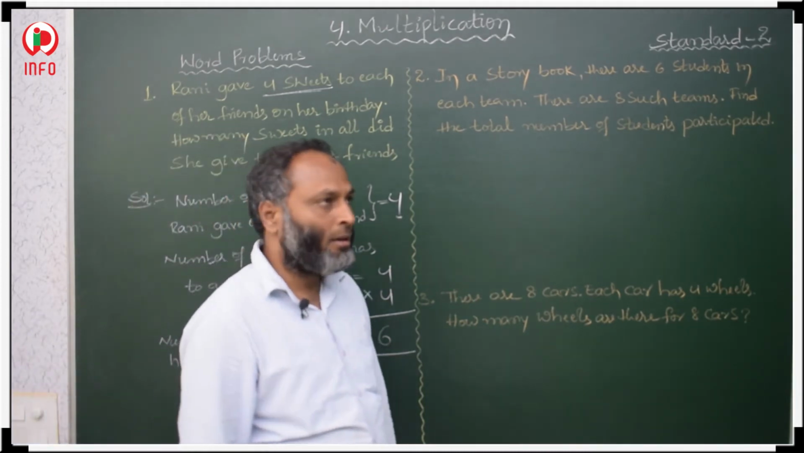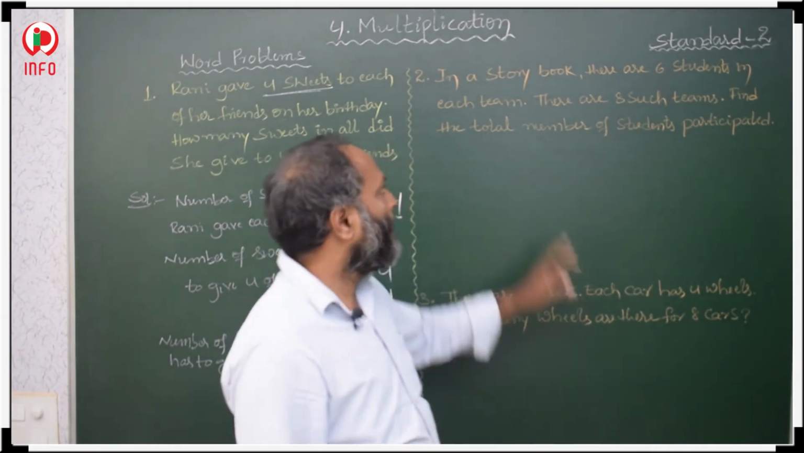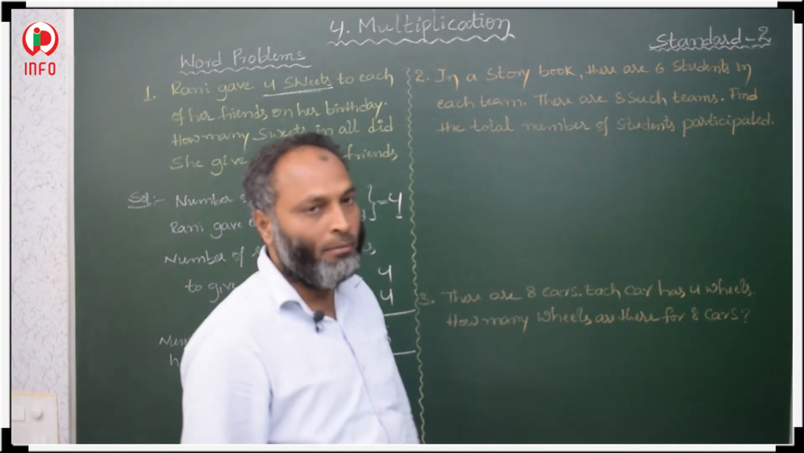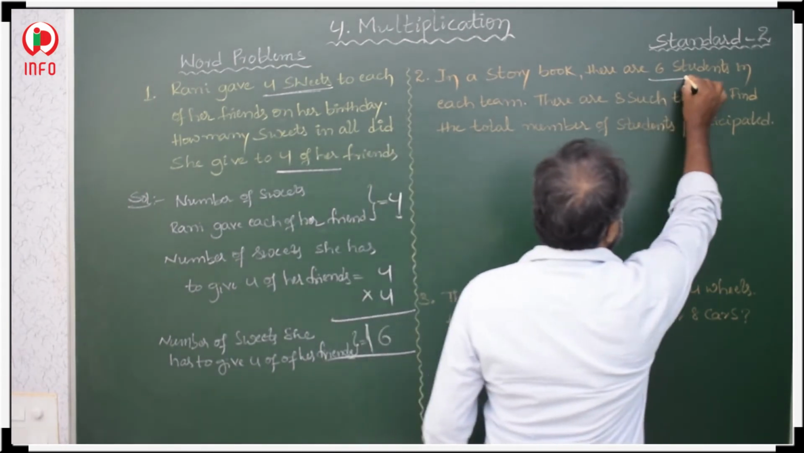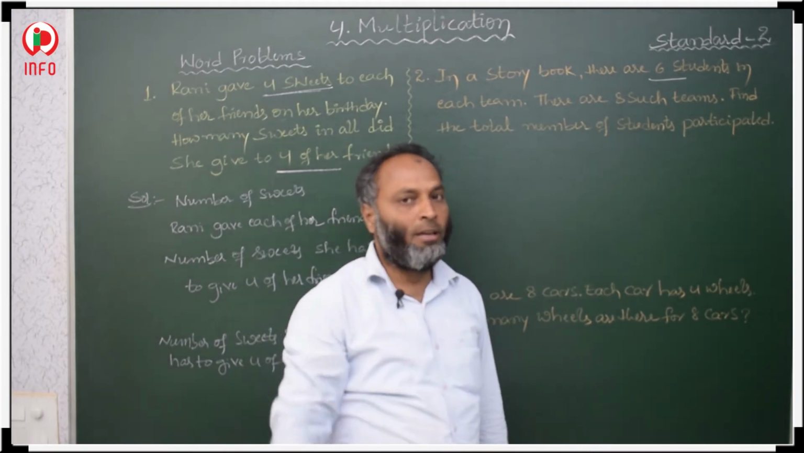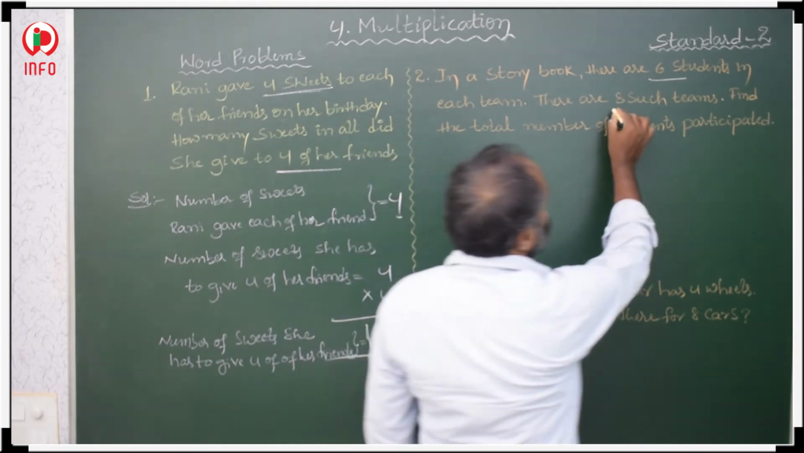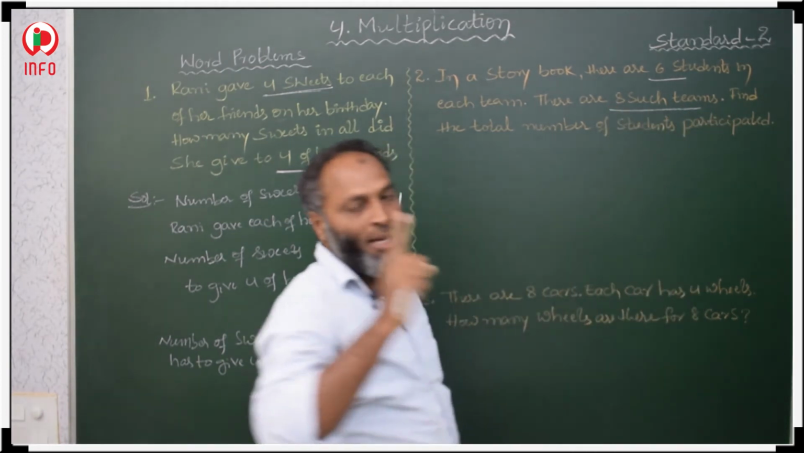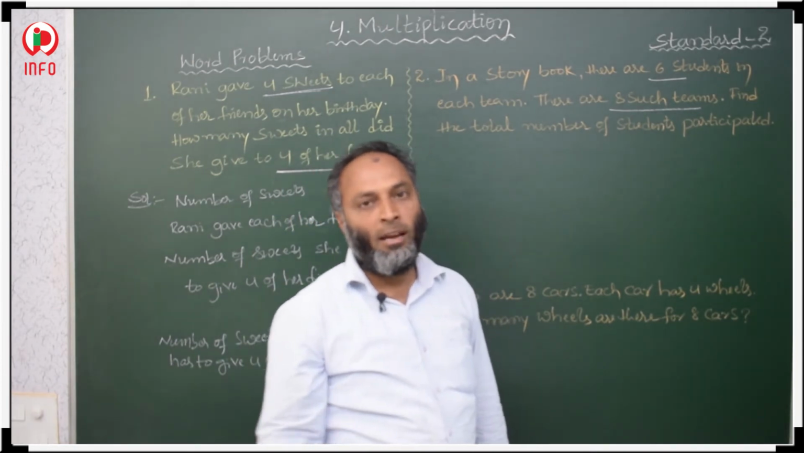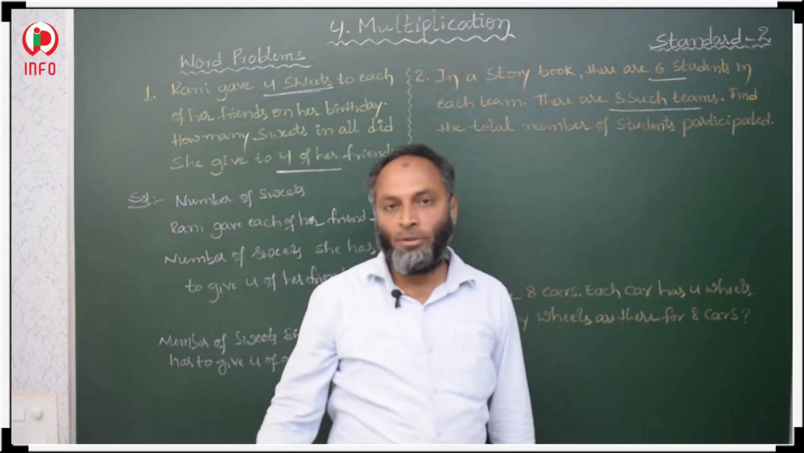Then the second question. In the second question again it's a word problem. First read the question. In a storybook there are 6 students in each team. In each means one team, single unit is given. Unit team 6 students. There are such 8 teams. One team is given and asking about 8 teams. Unit is given and more is asking. When unit is given and more is asking, then what we have to do? So we have to multiply.